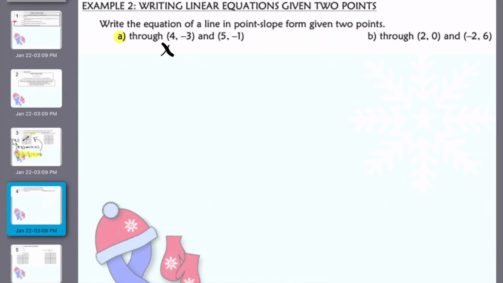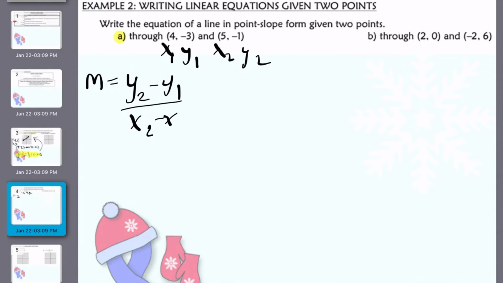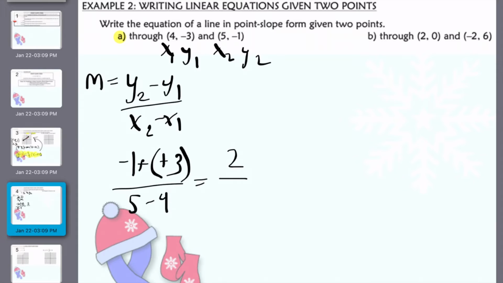So I have x1, y1, and x2, y2. And again, my slope formula is m equals y2 minus y1 over x2 minus x1. So this is going to be -1 minus -3 over 5 minus 4. So -1 minus -3 is the same thing as -1 plus 3, which is going to be 2 over 1. So my slope is 2.